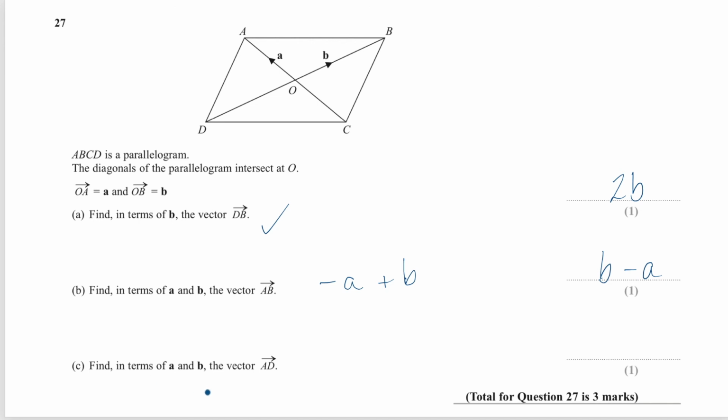Find in terms of A and B the vector AD. So we're going from A to D. We're going in that direction. So we're going back along that A there and back along there. Now we know that DO matches OB, it's B. But if we're going in that direction, it's going to be negative B. So to get from A to D, we're going negative A, negative B. So minus A, minus B.